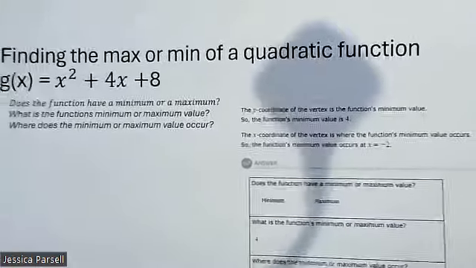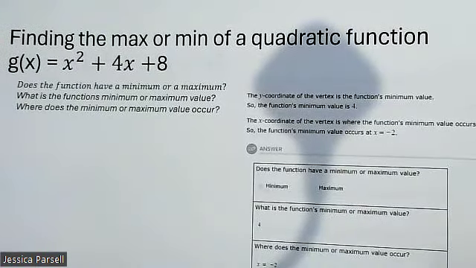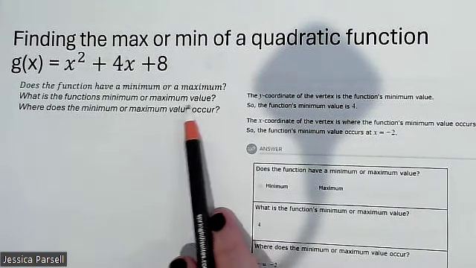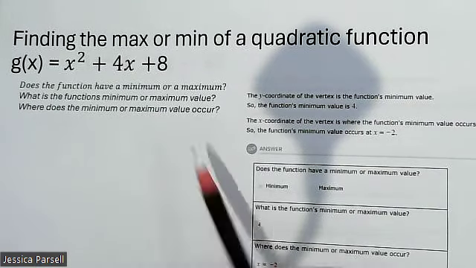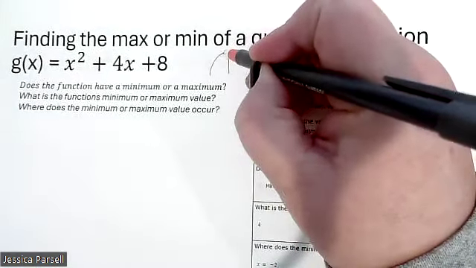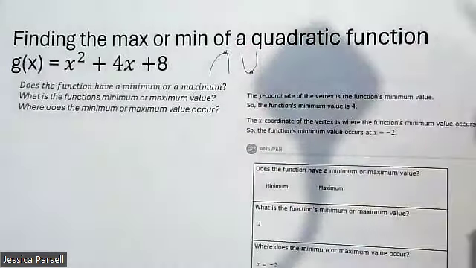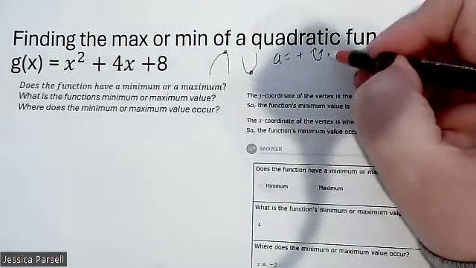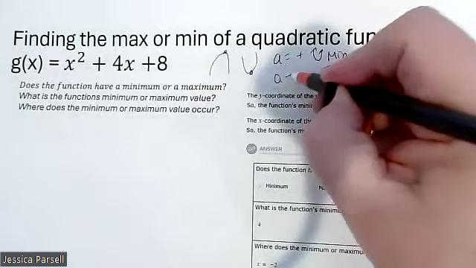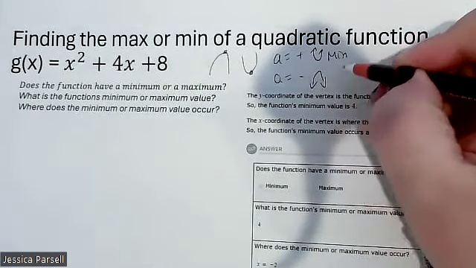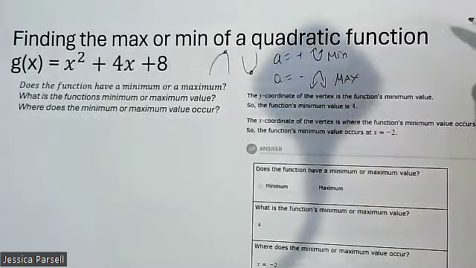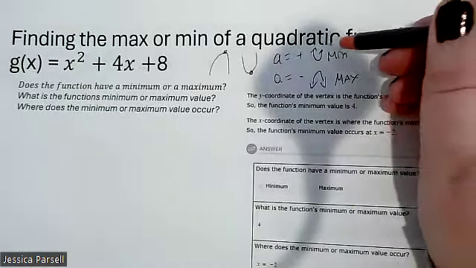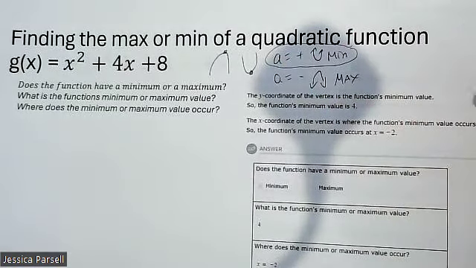Okay, I have the last 2 problems to look at here. Find the max or the minimum of a quadratic function. Does the function have a minimum or a maximum? What is the function's minimum or maximum? And where does the minimum or maximum value occur? So remember, if it's facing down, your max is there. If it's facing up, your minimum is there. We know that if a value is positive, it's going to face up and you'll have a minimum. If your a value is negative, it'll face down. It'll have a maximum. So in this case, our a value is 1 and it's positive. So it's going to face up and have a minimum.